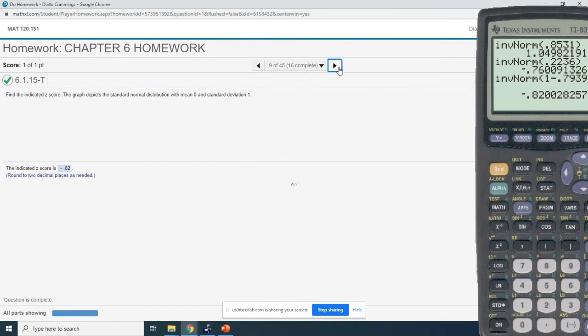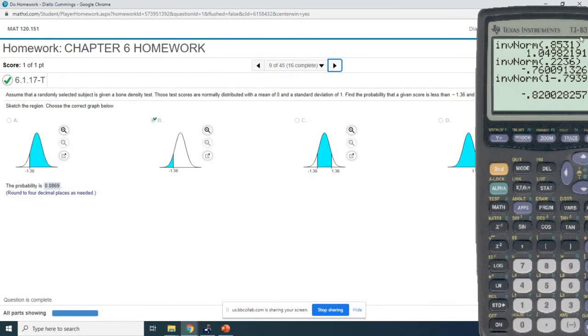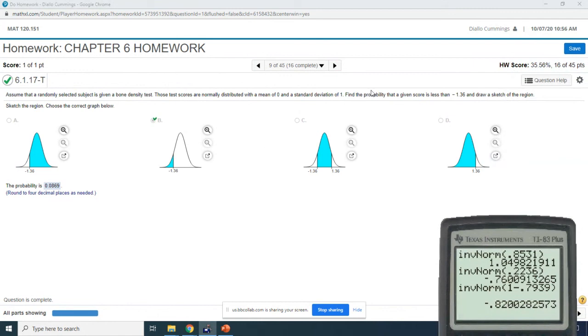I believe the rest of the problems deal with that same concept. You're asked to find the probability that a given score is less than negative 1.36. So here again, I had to find the area shaded to the left of negative 1.36. And to find the probability, remember, I'm finding the area. So I used the normal CDF from negative 10 to negative 1.36.